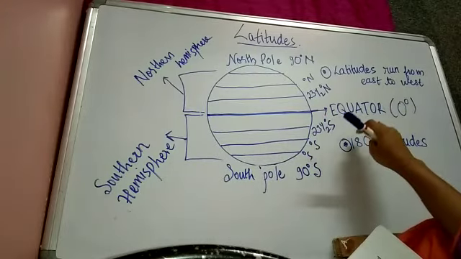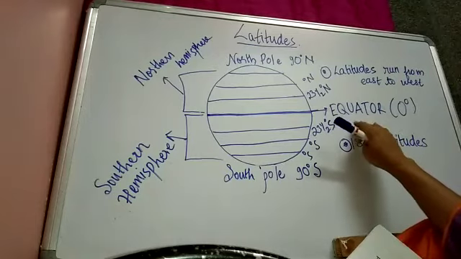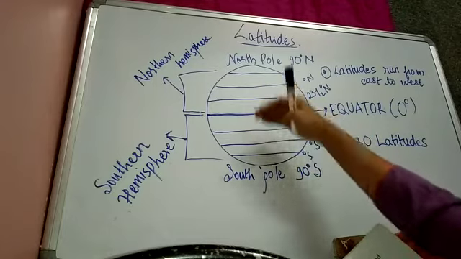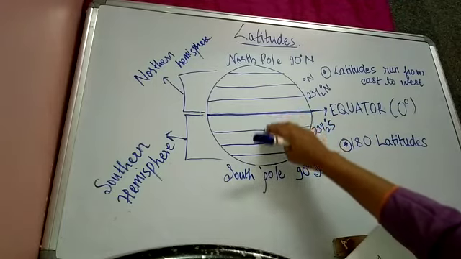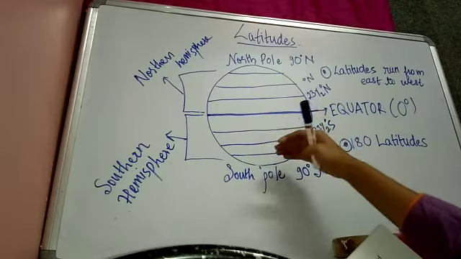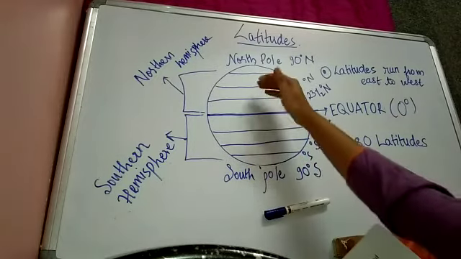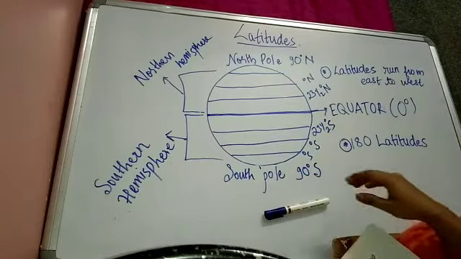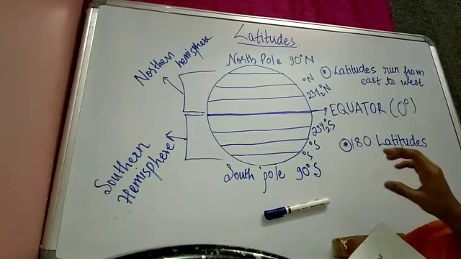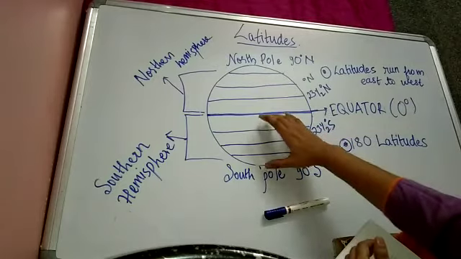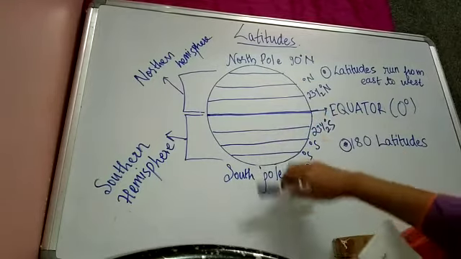The significance of the equator is that it divides the earth into two equal hemispheres. It divides the earth into two equal halves. So this part is equal to this part. Hemisphere means one half of the earth. The earth is divided into two hemispheres.